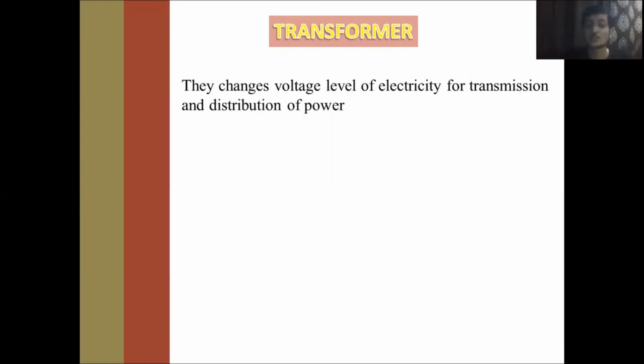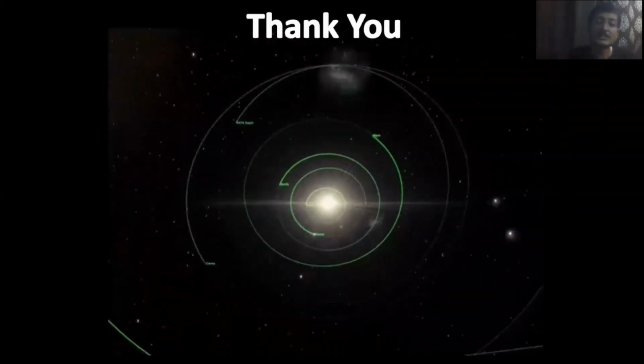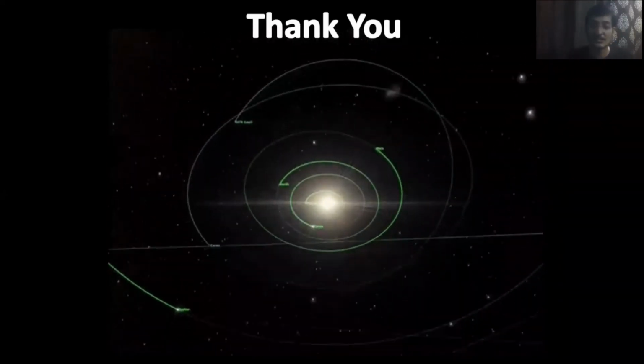Now it works on the principle of mutual induction. It's the same as electromagnetic induction. We have two types of transformer: one is called a step up transformer and the other is called a step down transformer. Step up means we have to increase the level. So a step up transformer increases the output voltage, and a step down transformer reduces the output voltage. With this, we have completed AC generators and electromagnetic induction.